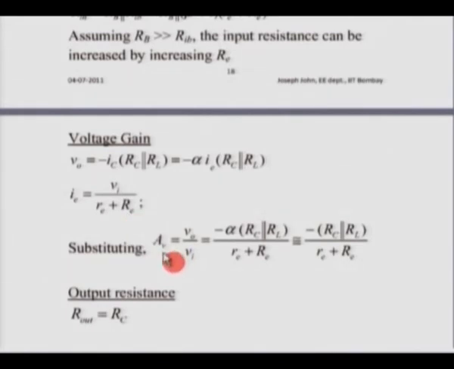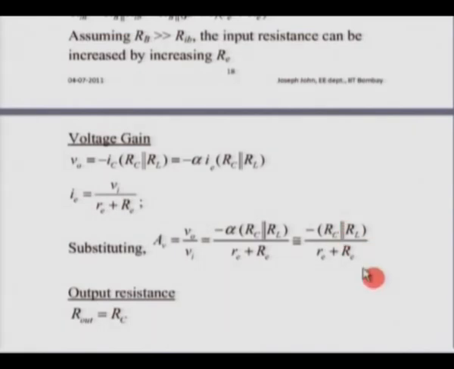Therefore, AV, the voltage gain with load, we can write as V out by Vi equal to minus of alpha times RC parallel RL divided by small re plus capital RE. If you assume alpha to be 1, this will be approximately minus of RC parallel RL by small re plus RE. Now, most of the time small re would be a very small number, typically about 25 ohms or 50 ohms, in comparison to capital RE. So, the voltage gain of a common emitter amplifier without an emitter bypass capacitor would be approximately minus RC parallel RL divided by RE, which would be quite small. Again, you could try the lab handout given to you and work out these numbers.